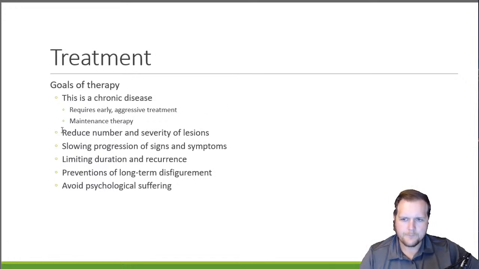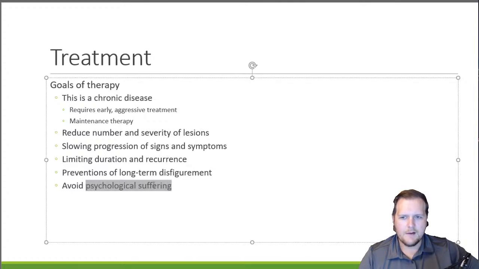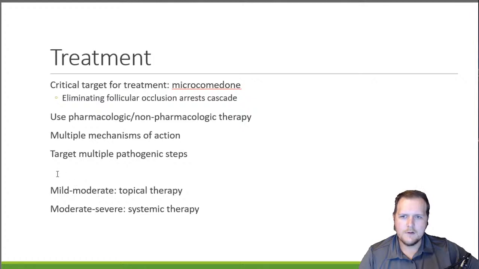Now, obviously, if we can limit recurrences from happening, and limit any kind of long-term scarring or disfigurement, all that's going to be great. And of course, try to limit the psychological suffering patients may be experiencing along with that, because we all know that, especially in your formative years, teenagers are pretty savage in terms of letting people know about all of their physical flaws. This can lead to some severe psychological issues for some patients, right? So we want to prevent that if we can.